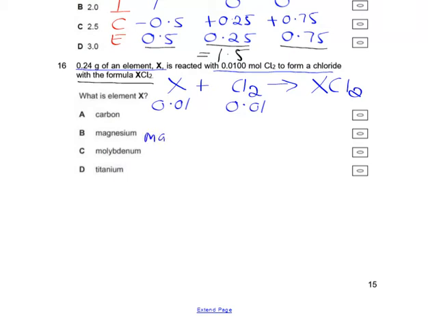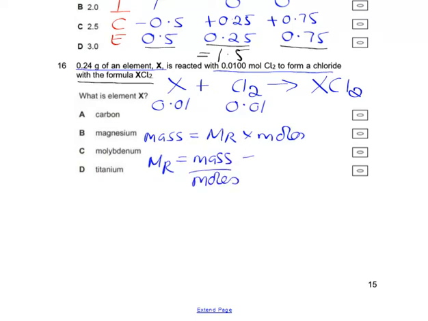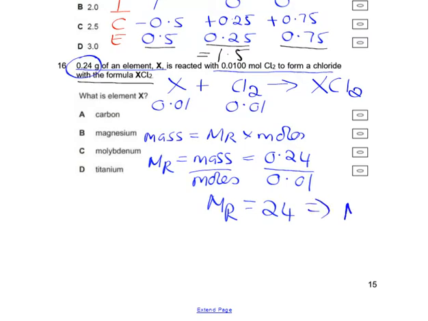Mass equals Mr times moles. We want to work out the Mr in order that we can then decide on the formula. So that will be your mass divided by your moles. The mass is 0.24 grams. The moles, we just said there, is 0.01. That will give us 24 for our Mr, which indeed would be your magnesium. Magnesium, B.